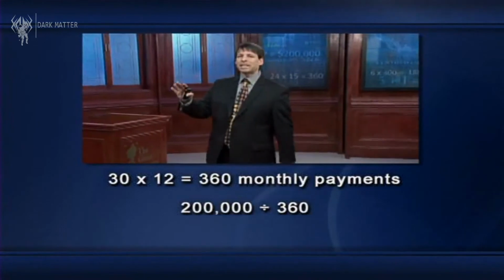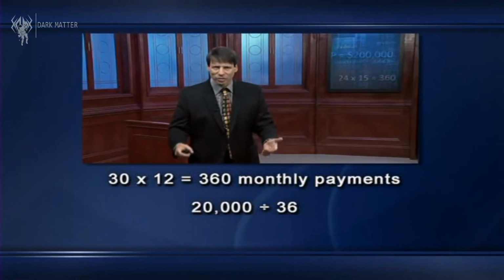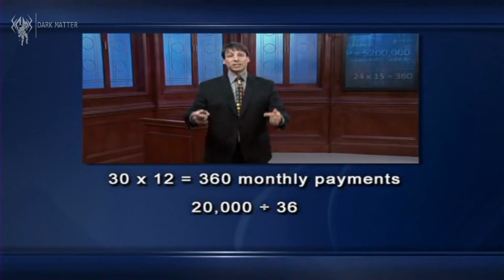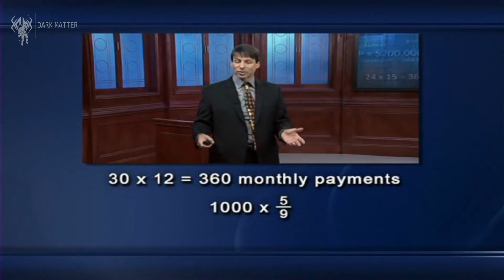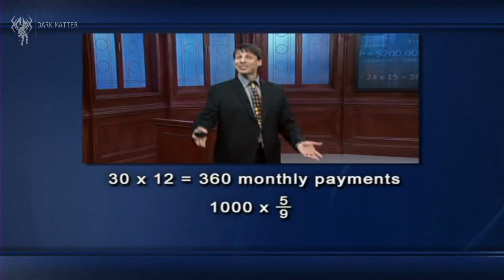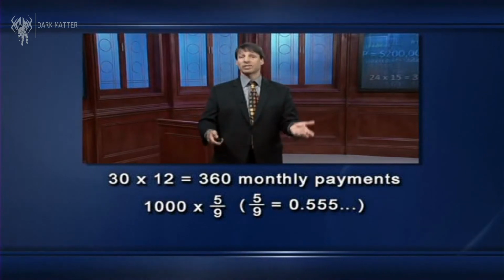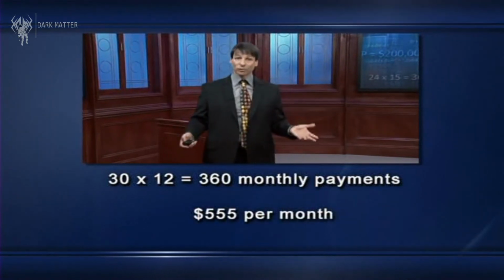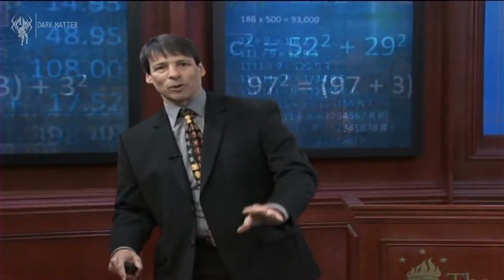You can simplify this by dividing everything by 10 to get the problem 20,000 divided by 36. Even mentally, you could divide everything by 4 to get 5,000 divided by 9, or equivalently 1,000 times 5/9. And since we know the fraction 5/9 is about 0.555, then this would give you a monthly payment of about 1,000 times 0.555. In other words, about $555 per month. That's if the bank did not charge you any interest. But remember, the bank is charging you 0.5% of interest every month. So your monthly payment will be higher than that. How much higher? A lot higher.